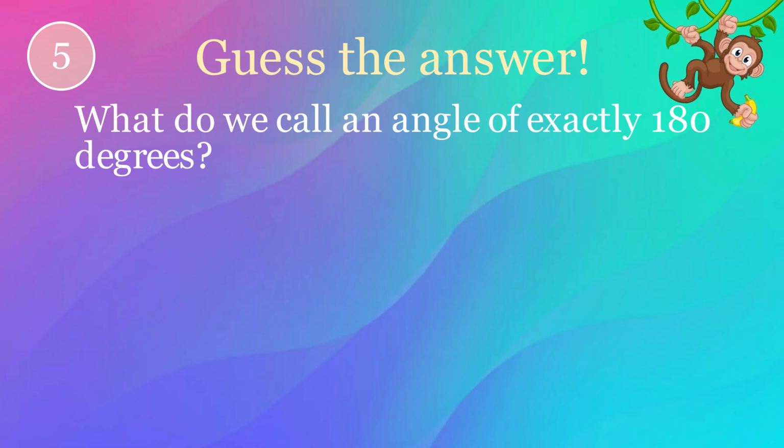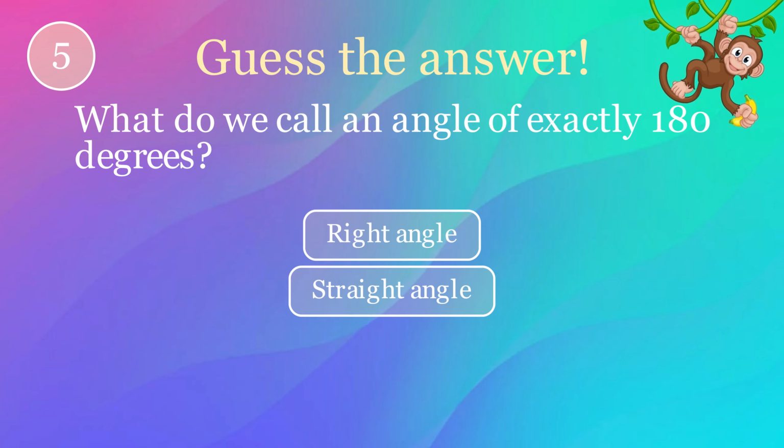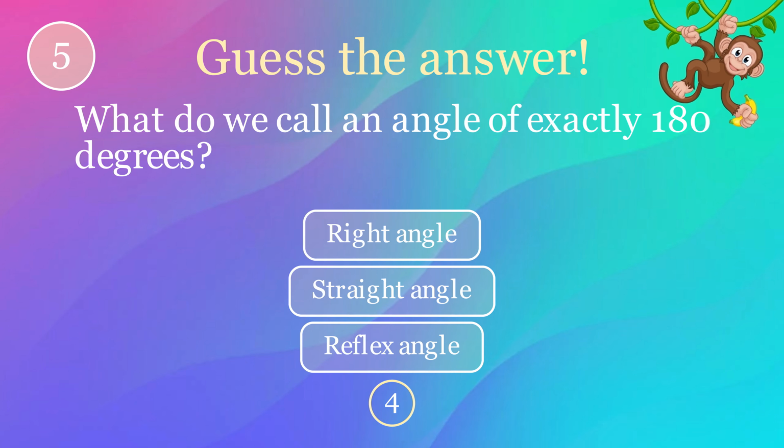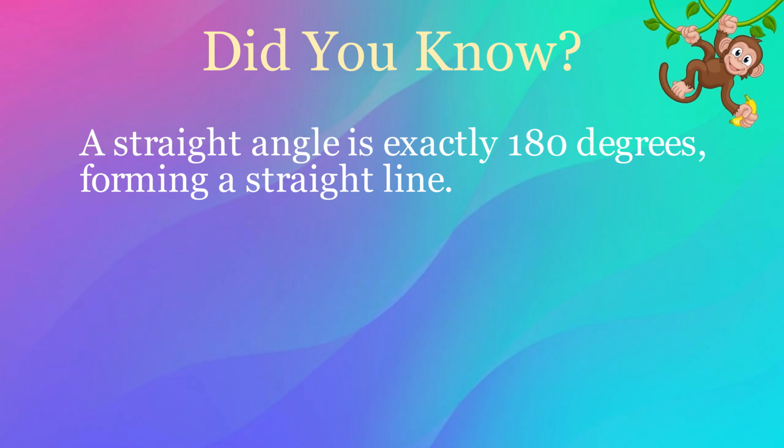What do we call an angle of exactly 180 degrees? Right angle. Straight angle. Reflex angle. The correct answer is straight angle. Here's an interesting fact: a straight angle is exactly 180 degrees, forming a straight line.